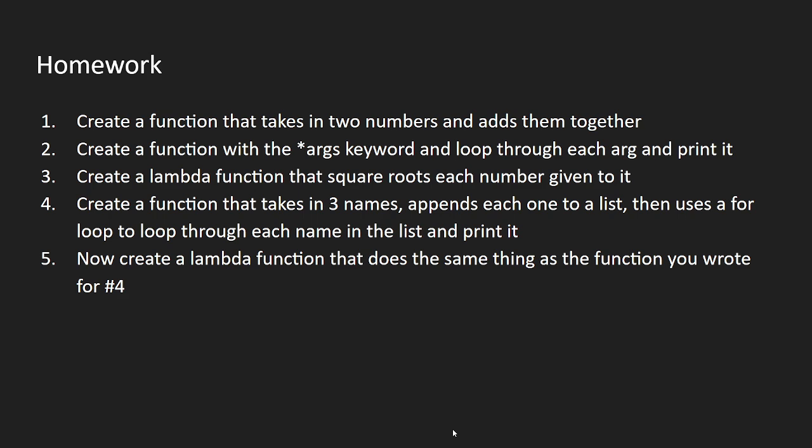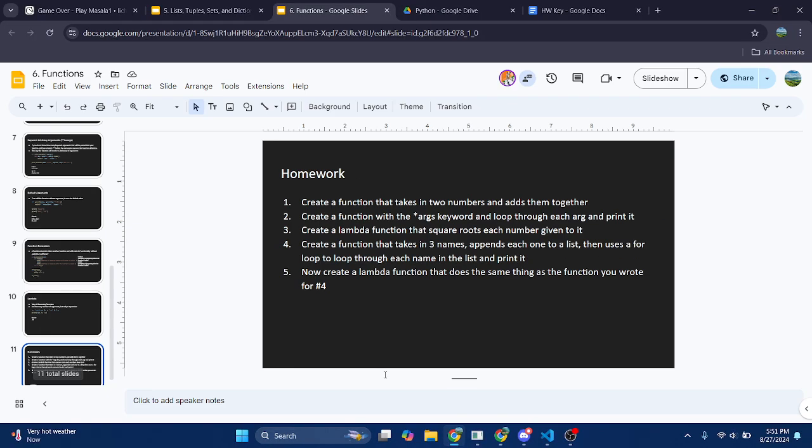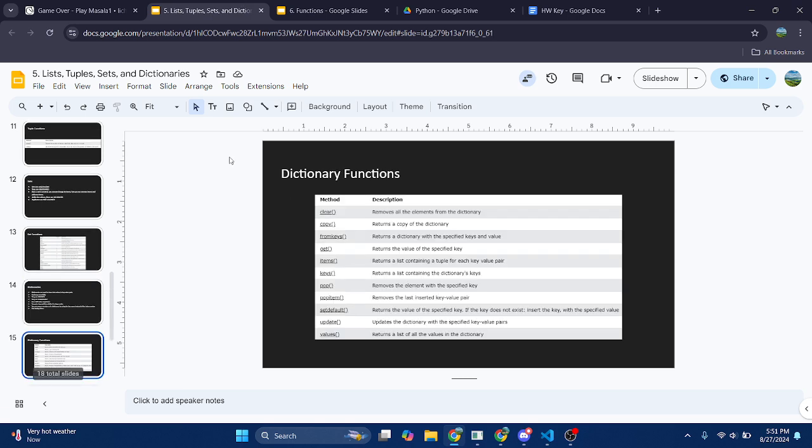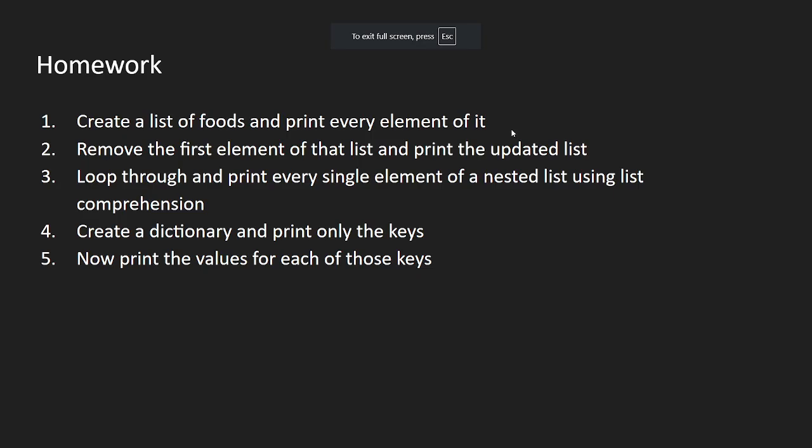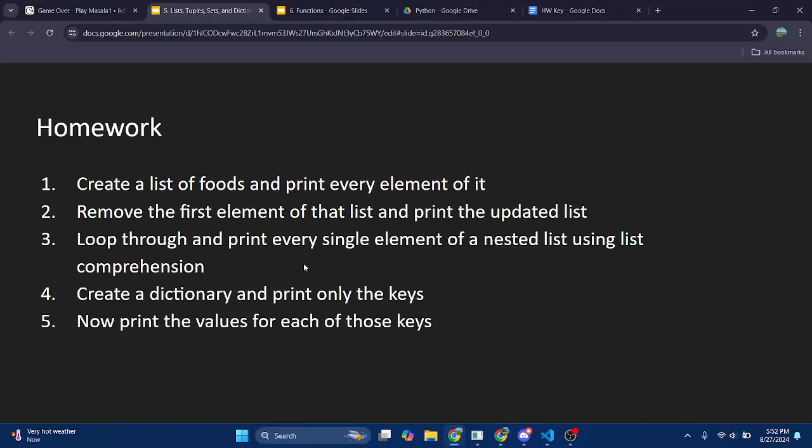Okay. So this is the other homework. This one was asking you to create a list of foods, print every element of it, remove the first element of that list, and print the updated list. Loop through and print every single element of a nested list with list comprehension. Create a dictionary and print only the keys. Now print the values for each of those keys. We went over the methods for this during our demonstration, so that should be good.